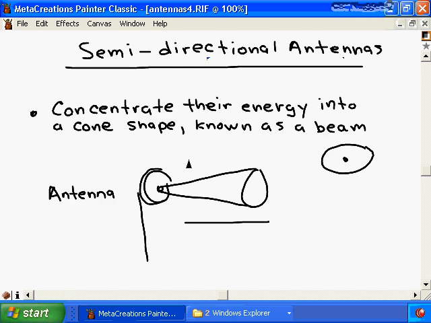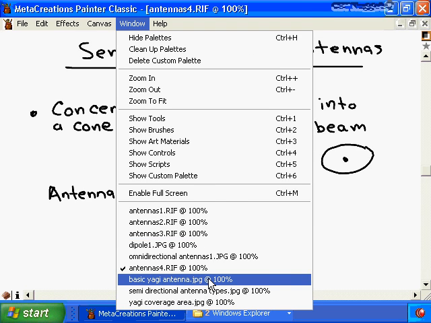These types of antennas are also referred to as unidirectional. The majority of the radio frequency is transmitted in a single direction, and that single direction is forward, or the direction that the antenna is pointed in. Now, some of the radio frequency energy is still propagated in the back, but not nearly as much as with a dipole antenna. So to get a better understanding of this, let's take a look at a classic example of a semi-directional antenna and see how the radio frequencies propagate from it. To do that, we're going to bring up another whiteboard.